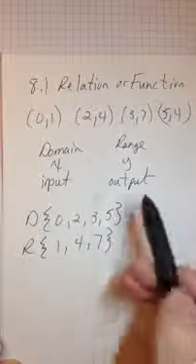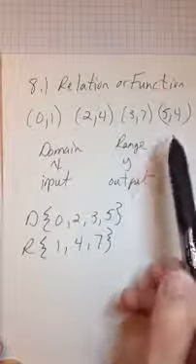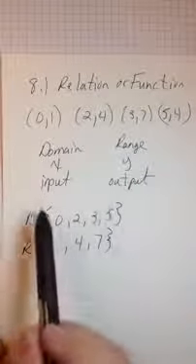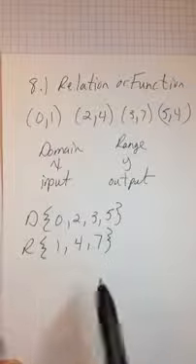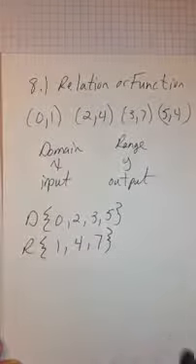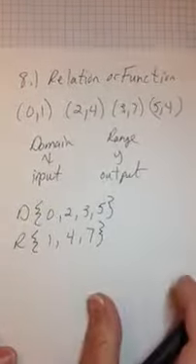So now you're thinking, wait a minute, there's another 4. One of the things we do when we list domain and range is we list them in numerical order, and we don't repeat entries. So that's why there's only one 4. This is a list of the domain and range.